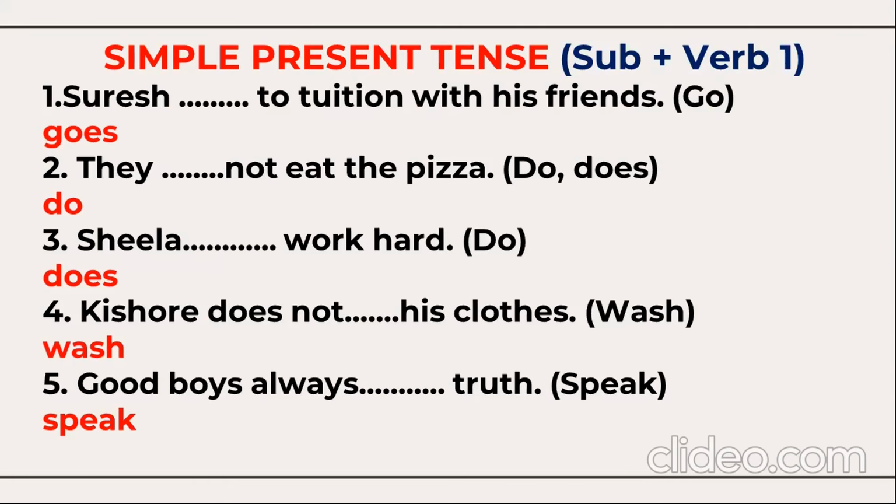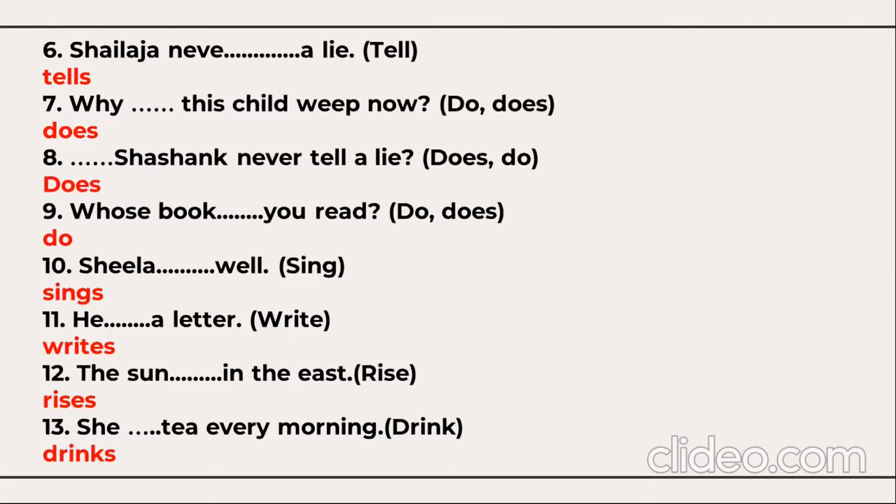Good boys always speak truth. Shailaja never tells a lie. Why does this child weep now? Does Shashank never tell a lie? Whose book do you read? Sheila sings well. He writes a letter. The sun rises in the east, and she drinks tea every morning.